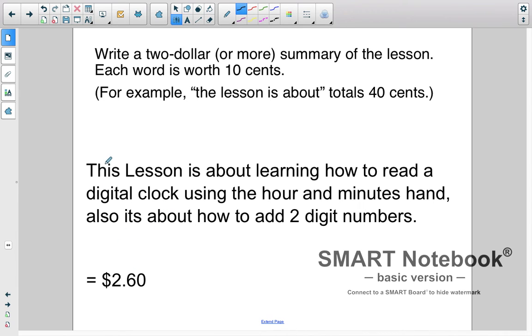So let's count by tens. Remember, each word equals 10 cents. 10, 20, 30, 40, 50, 60, 70, 80, 90, $1. $1.10, $1.20, $1.30, $1.40, $1.50, $1.60, $1.70, $1.80, $1.90, $2. $2.10, $2.20, $2.30, $2.40, $2.50, $2.60. So my summary equals $2.60.